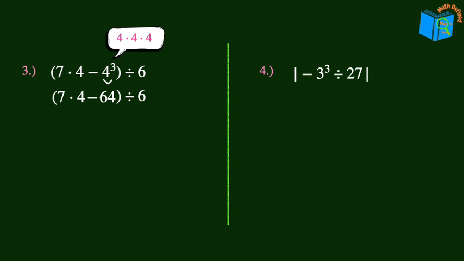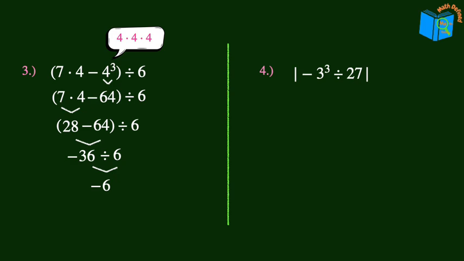We still have parentheses, so the next operation we need to complete is 7 times 4 to get 28. The last operation inside the parentheses is subtraction, and 28 minus 64 is negative 36. The parentheses are finally gone, and all we have left to do is divide negative 36 by 6 to get negative 6.